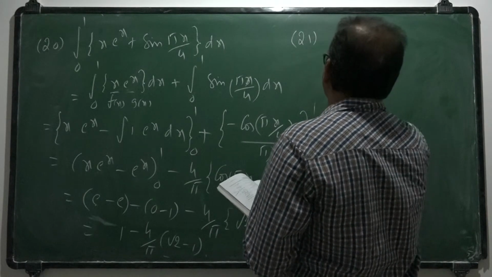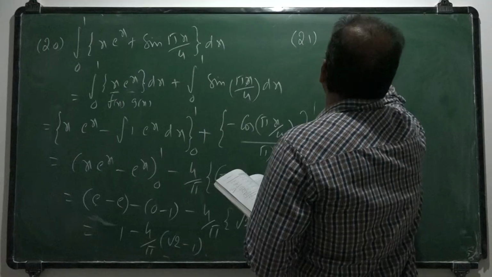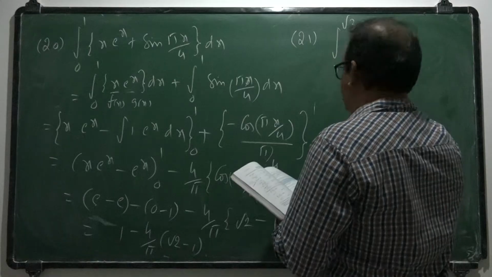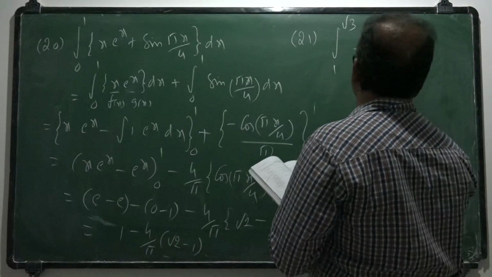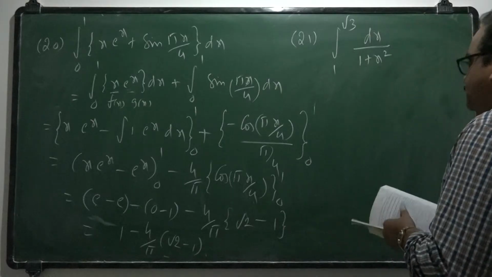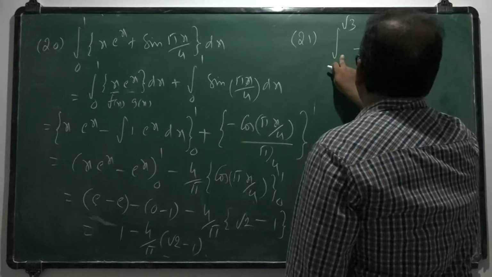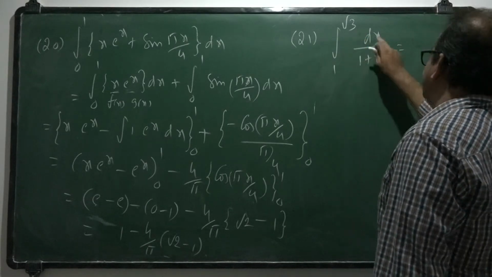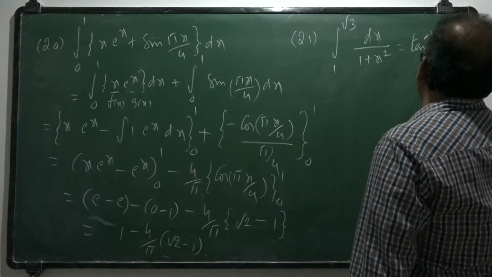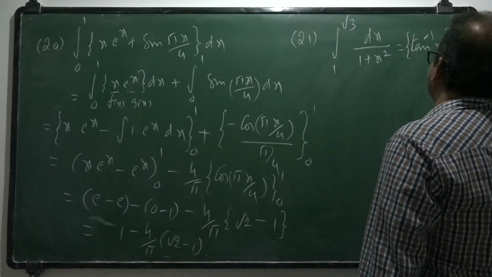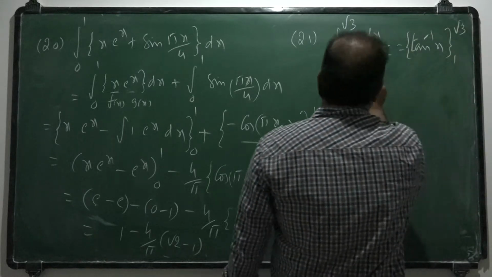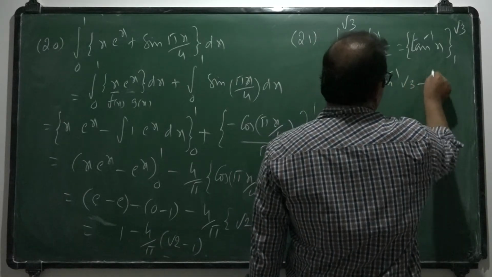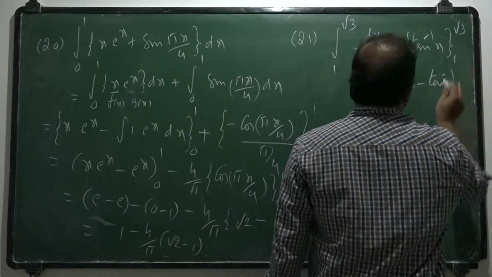Next, 21: integral 1 to root 3, dx by 1 plus x square. It is in the form of integral 1 by 1 plus x square. We know the formula, integral 1 by 1 plus x square dx is tan inverse x, in between the limits 1 to root 3. Apply the limits, then we get tan inverse root 3 minus tan inverse 1.